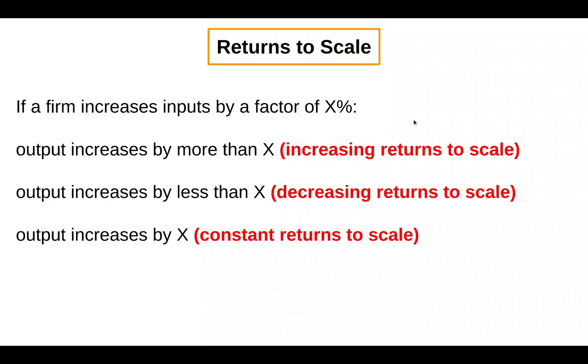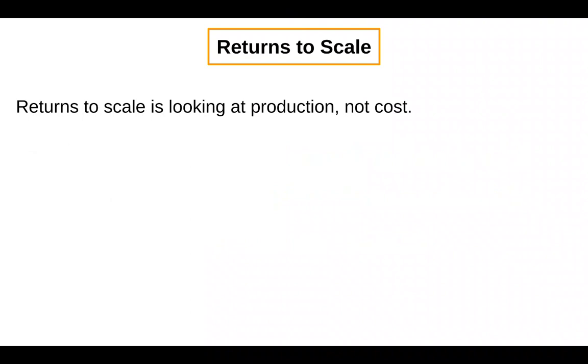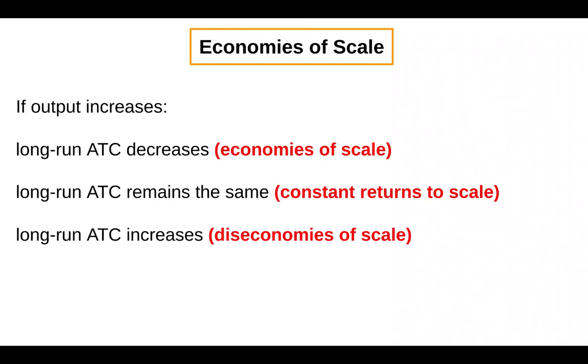And then finally, if you increase your inputs by 50% and your output matches that, you get constant returns to scale, which I think most students would think, well, that makes sense, right? If I increase my inputs by 50, my output increases by 50. So that's returns to scale. One more thing about returns to scale is keep in mind that we're focusing on production, not cost. For cost, let's look at economies of scale.